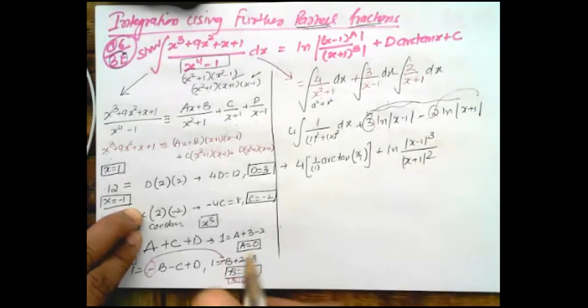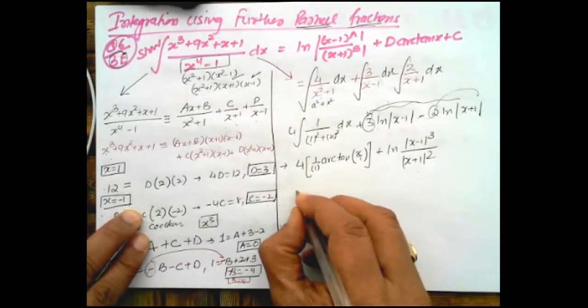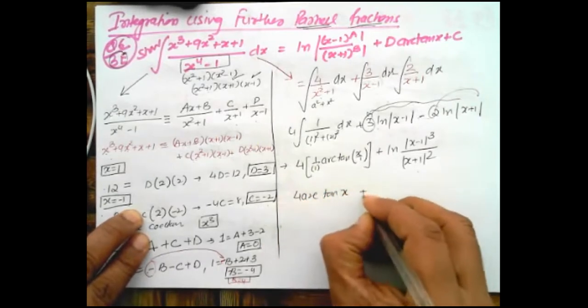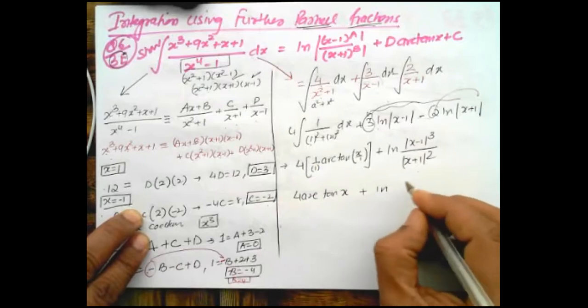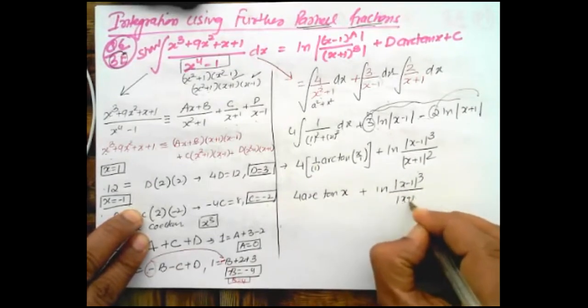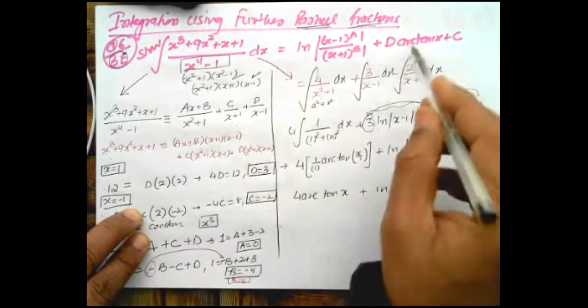Hope you know that this power can go up on the top, and then there's a subtraction, so in terms of division I can divide them. Right, so finally I write this as 4 arc tan x plus ln (x minus 1) to the power 3 and (x plus 1) to the power 2, which, if I look here, is exactly the form I want.